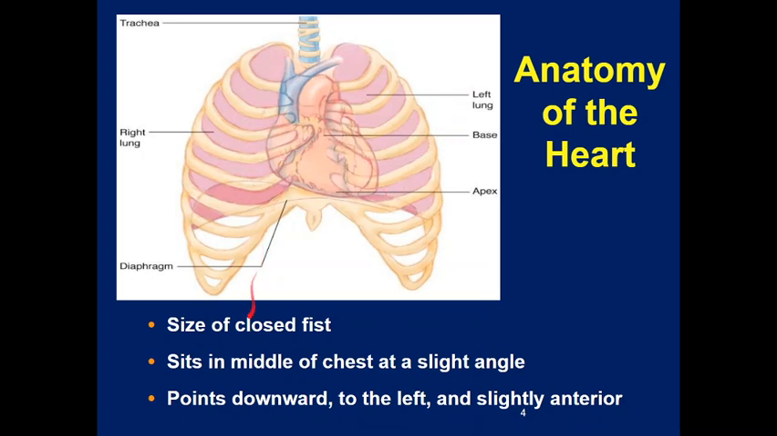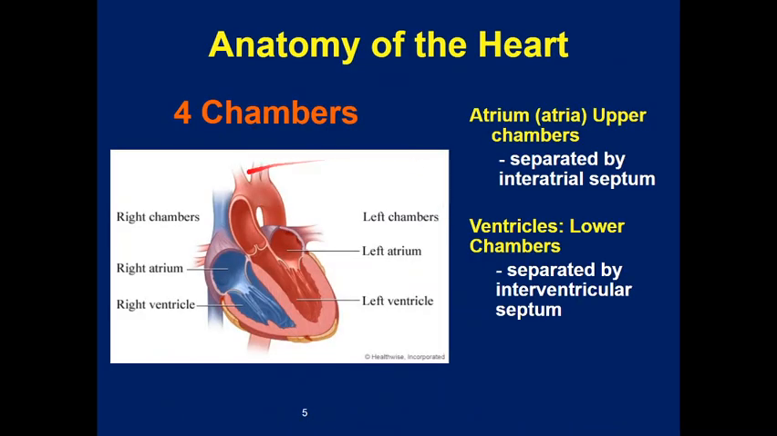All right, so the heart itself is the size of a fist, sits right in the chest, slightly to the left, and it points kind of down and angled anteriorly. The heart has four chambers. We have our atria and our ventricles. The heart is just a pump, all right? The ventricles are the pump, the atria are kind of the entryway waiting room into the pump. So blood returns to the atria, goes through valves into the ventricles, and then is pumped out.